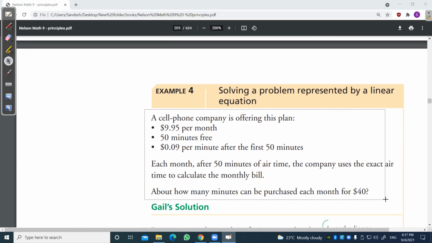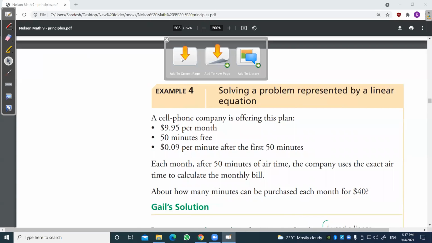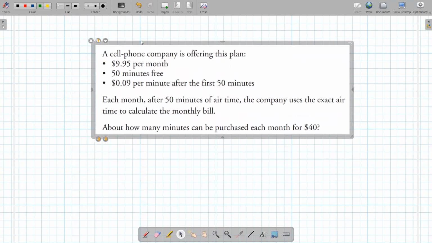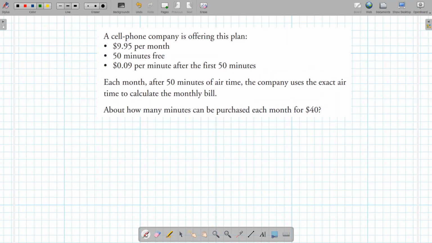Here's a question that you might have to do in real life. They charge for a cell phone plan $9.95 a month, 50 minutes is free, and then 0.09 per minute after 50 minutes.